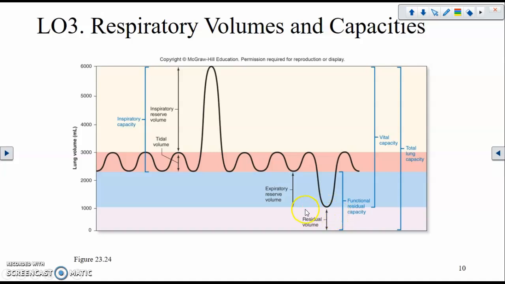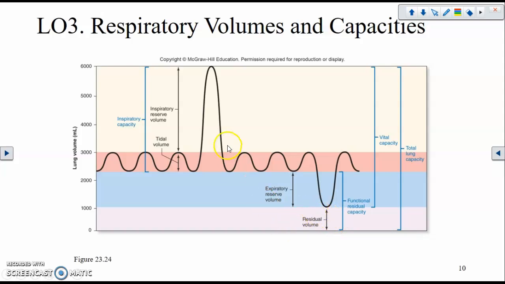And then residual volume: there is always going to be volume left behind in the lungs. The lungs will never completely deflate. That leftover volume that is always in the lungs, which cannot be directly measured and can only be mathematically calculated, is called the residual volume. So tidal volume you can measure, with a device called a spirometer. Inspiratory reserve volume you can measure, expiratory reserve volume you can measure, but residual volume you have to extrapolate.